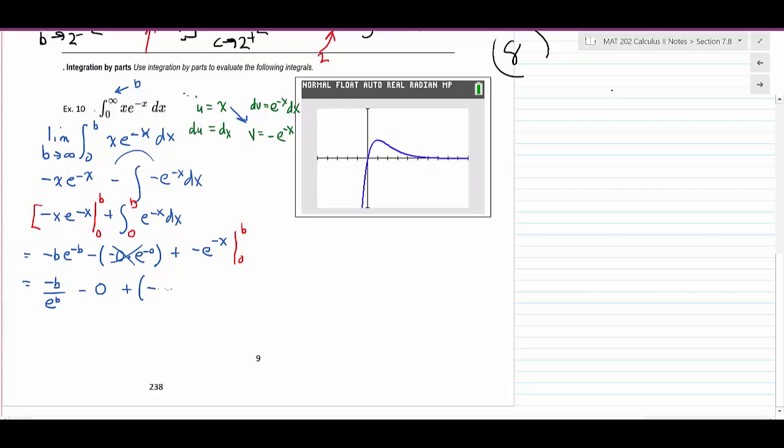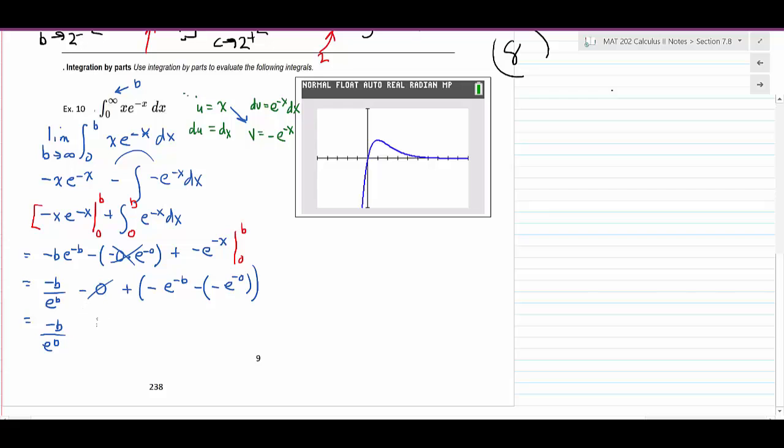So this is negative e to the negative b. You could take that negative out. That's probably what I should do, but it doesn't matter that much. So minus e to the negative 0, like that. If you want to leave the negative in, just be cautious about how you do that. Okay, so this is going to be negative b over e to the b.